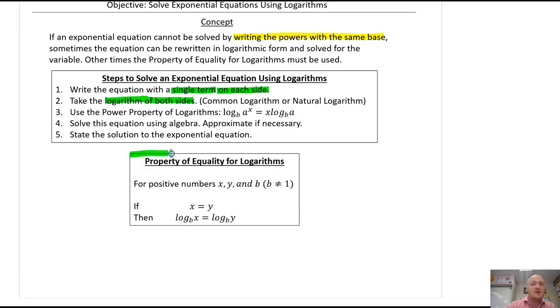Below you can see the exponential property of equality for logarithms. This just says that if x is equal to y, then if I take the same logarithm of both sides, they're still equal. So it doesn't matter if it's the natural log or the common log, you can use whichever one you want. I tend to use the natural log. After we've taken the logarithm of each side, we will use the power property to bring down any exponents. Then we will solve the equation using algebra and state the solution to the exponential equation.